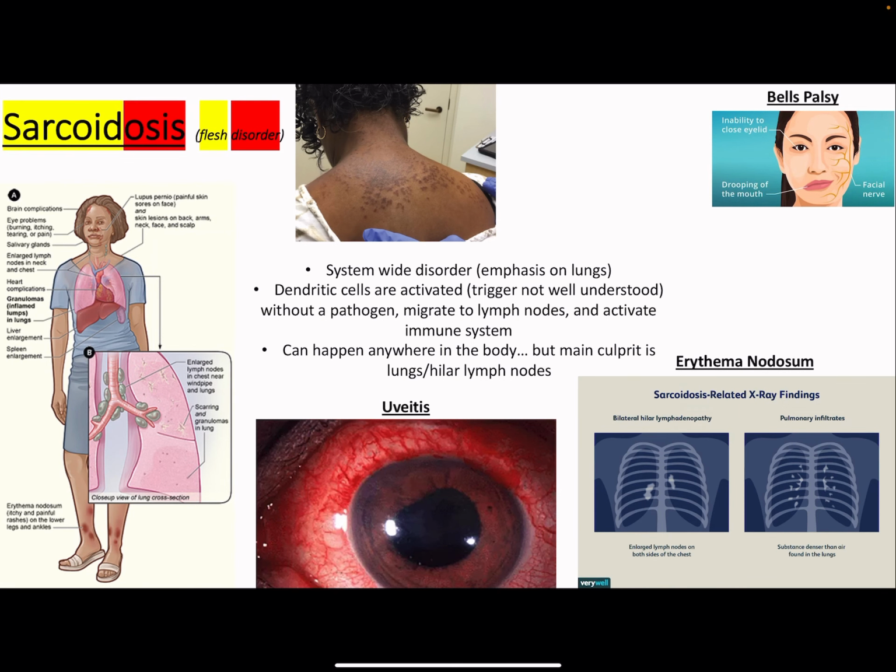Sarcoidosis, which is the first of these, is a flesh disorder. Just remember that you're going to have these papules on the back. A lot of people get erythema nodosum, so there are a lot of skin-related symptoms here. In general, sarcoidosis is a system-wide disorder. However, it does have an emphasis on the lungs, especially with the hilar lymph nodes involved. The dendritic cells get activated, with triggers not well understood, by some pathogen. They migrate to the lymph nodes and activate the immune system. This causes lots of symptoms: Bell's palsy, where the facial nerve is damaged, we get a drooping of the face, inflammation of the eye, and erythema nodosum, which we've talked about.